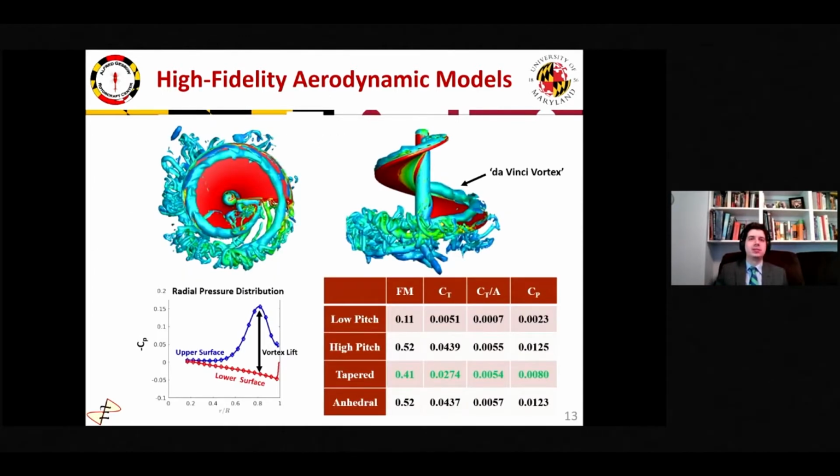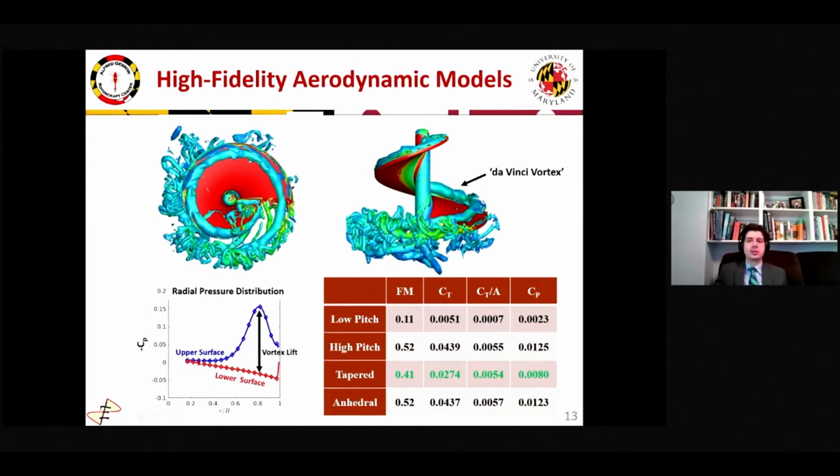This allowed us to visualize the entire flow field and reveal the key to generating lift with an aerial screw. We discovered a vortex that's generated at the leading edge and remains attached along the entire rotor surface, which we now call the Da Vinci vortex. Due to the high pitch and the large taper, this vortex remains attached just above the surface at 80% span along the entire length of the screw.